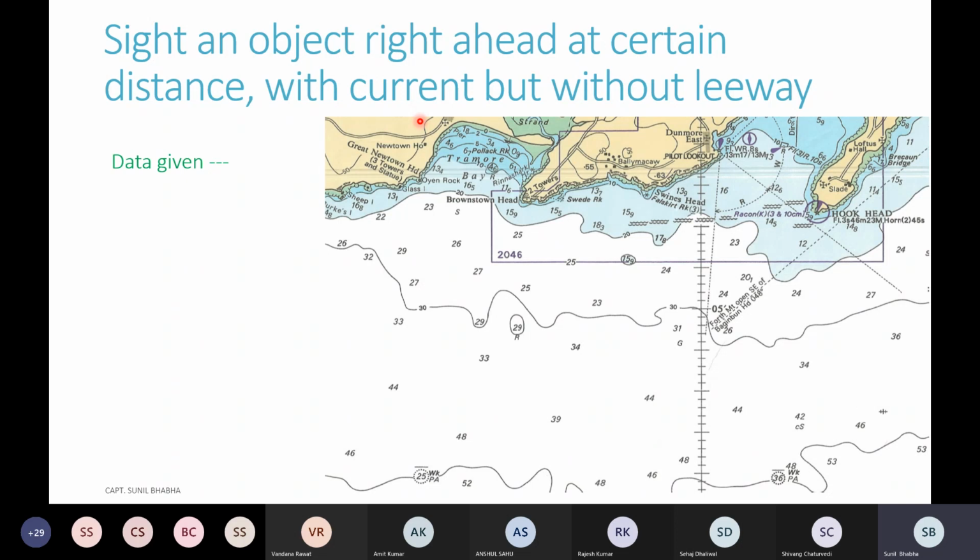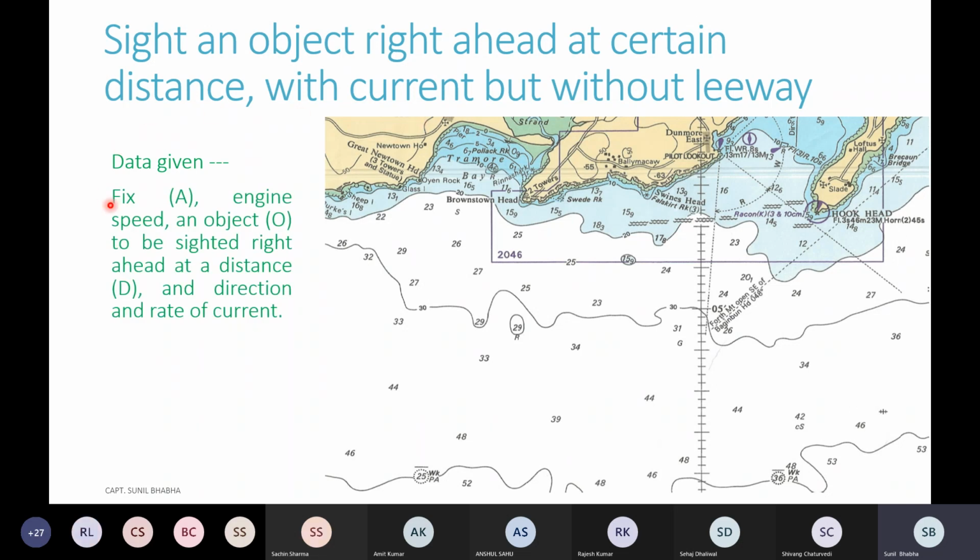Let's first see what information or data items are provided in this type of question. They will tell us the initial position, observed position or fix of the ship. The engine speed is given to us. A reference object which needs to be sighted right ahead is given. At what distance the object should be right ahead is also given, and the set and rate of the current is also given to us. What we are required to find out is the course to steer.